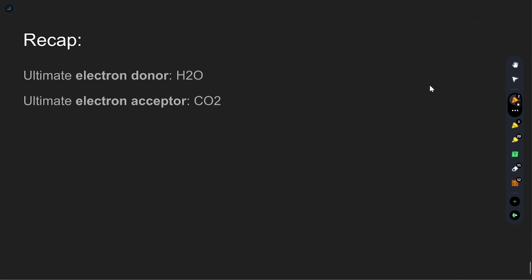Oh, I forgot about this slide. In oxygenic photosynthesis, your ultimate electron donor is water, and then the ultimate acceptor is CO2. In anoxygenic photosynthesis, our outside electron donor is going to be different from water.